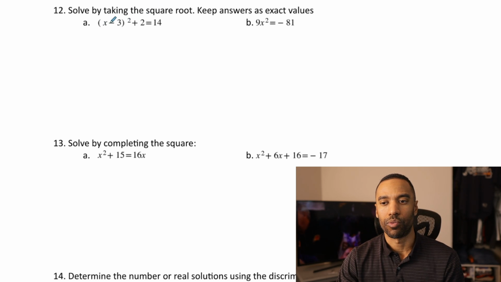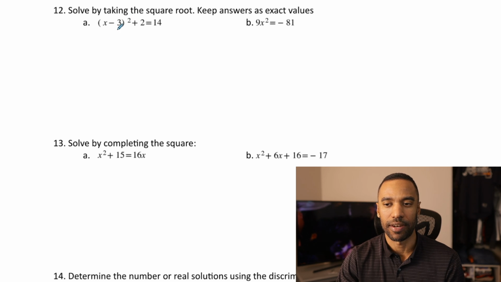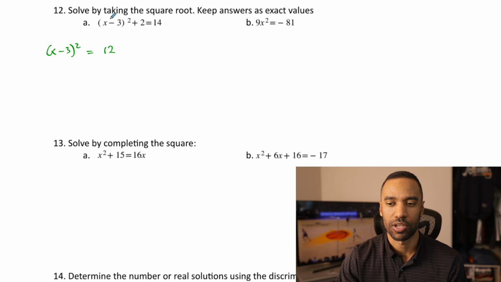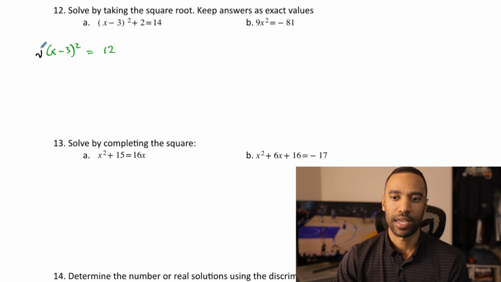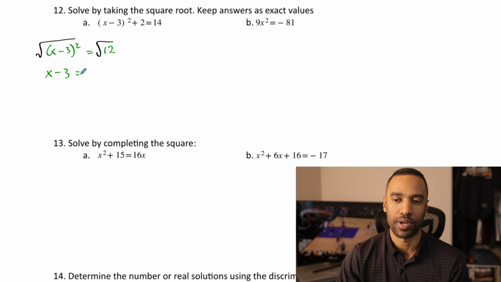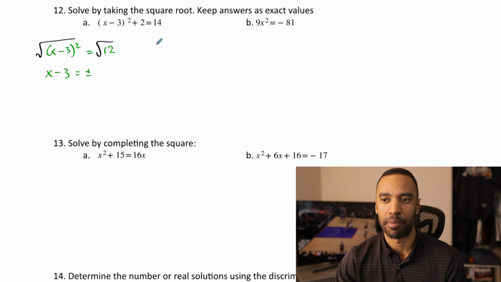Solve by taking the square root, which means until I get this thing by itself and isolated, I'm not going to be taking the square root of both sides. So we'll begin by subtracting 2 from both sides like so. This is where I can take the square root of both sides once I have an isolated quantity like that, and I get x minus 3 equals plus or minus the square root of 12.